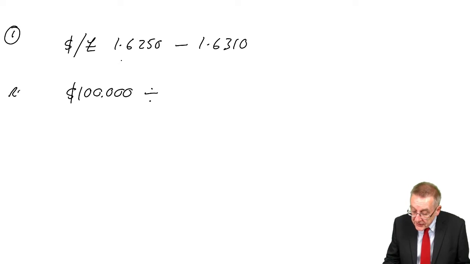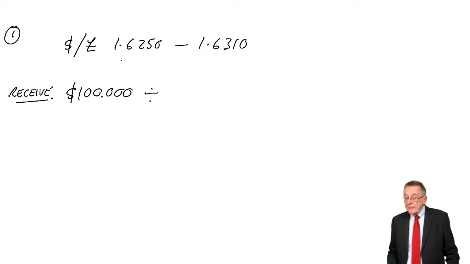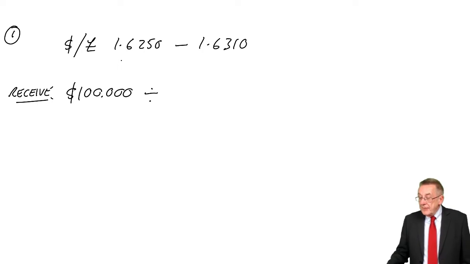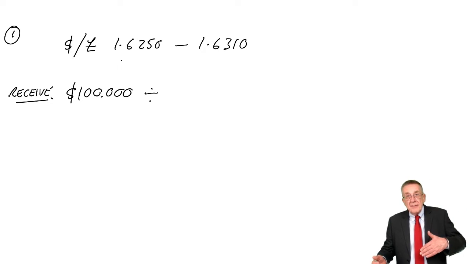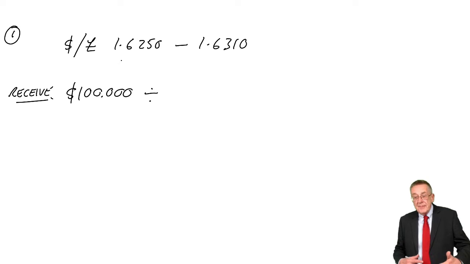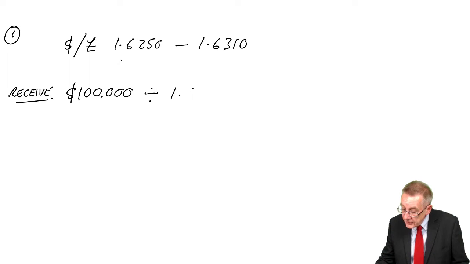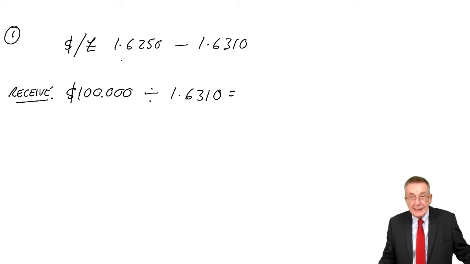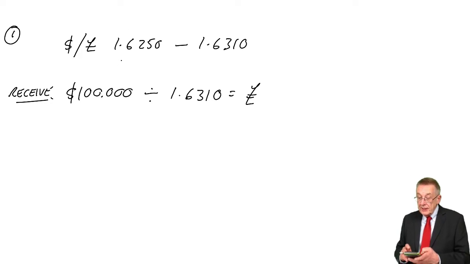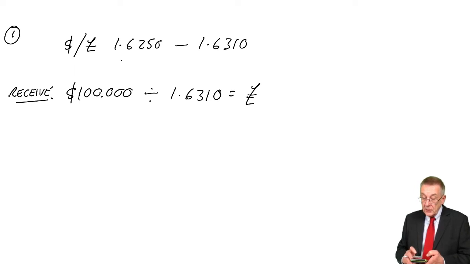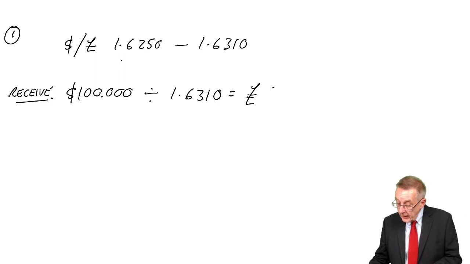And so because we're receiving money, dividing by the bigger figure will end up giving us the lower amount. We'll convert at 1.6310, which will convert, before I say more, to how many pounds? 100,000 divided by 1.6310 is 61312.